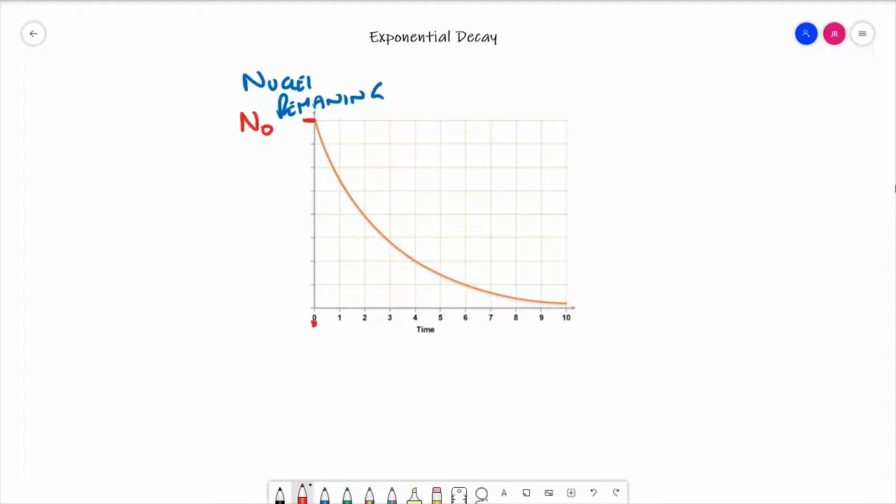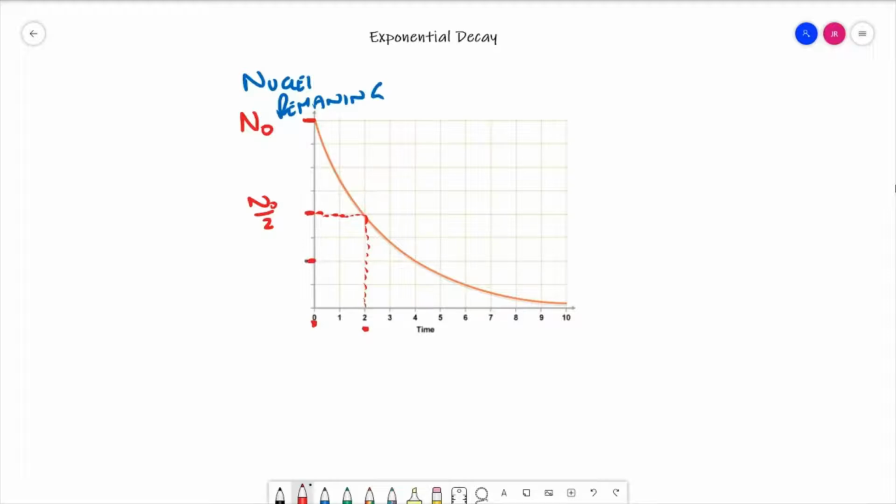Now one of the good features of an exponential decay, if we come from n0 up here and we come now to n0 over 2, in other words, we've halved the number of nuclei. If we trace across to the graph and then we trace down, we can see that it's taken 2 time periods on this graph in order to halve the number of nuclei that we've got.